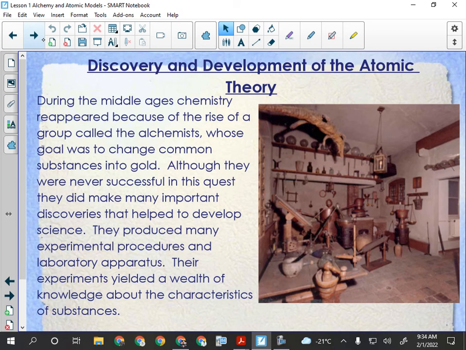So they knew they could change things into other things. They just didn't understand that some things don't work that way. Okay? And they don't work that way because they're elements and can't be changed. Okay? Does that sort of make sense?